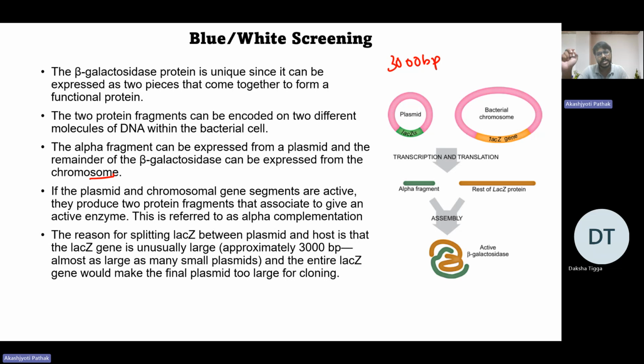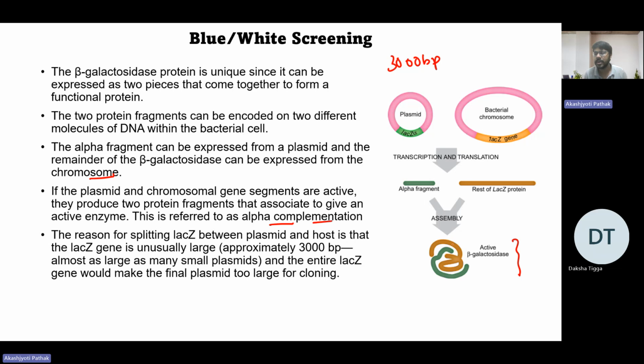So one part of this gene is called the lacZ alpha, which codes only for the alpha fragment, and the rest of the gene codes for the rest of the lacZ protein. These two different proteins that have been expressed can assemble and give us the active beta galactosidase. So if the plasmid and the chromosomal gene segments are active, they produce two protein fragments that associate to give an active enzyme. This is referred to as alpha complementation.